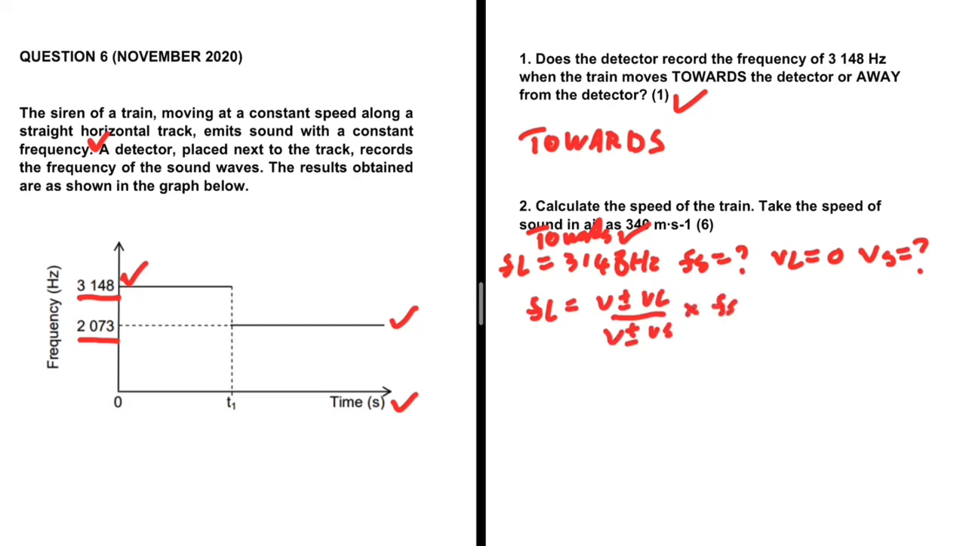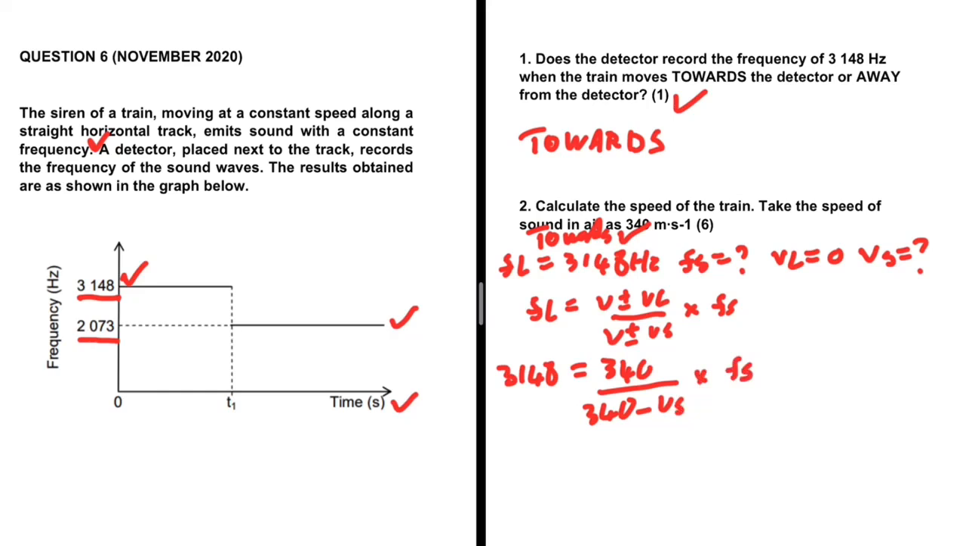So FL, when the train is moving towards, that is 3148. This is equal to the speed of sound in air, 340. Our listener is stationary, like we've said, so plus or minus 0 doesn't make a difference. Divided by V plus or minus VS. So what is the speed of the sound source? That's what you're interested in. 340. We know that it is moving towards when the frequency is 3148. So we're going to have minus VS, multiplied by the frequency of the source, which we don't have. So this is what we have.